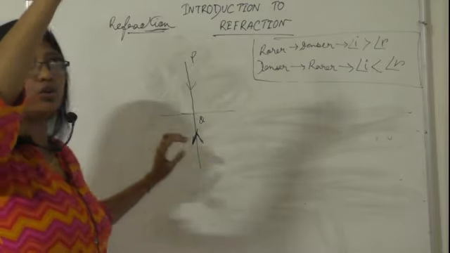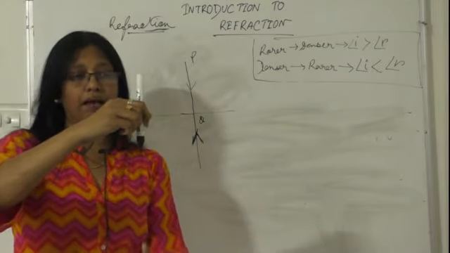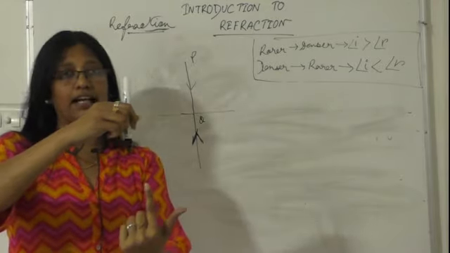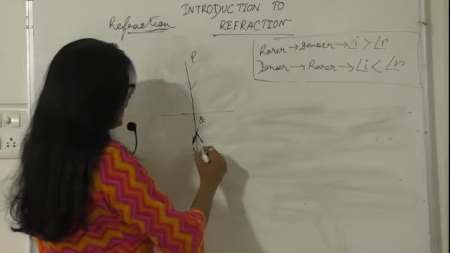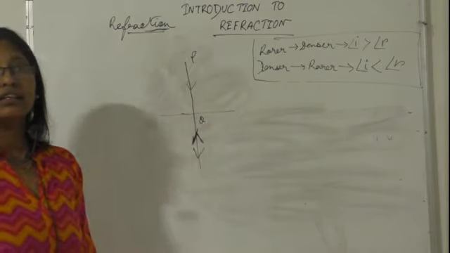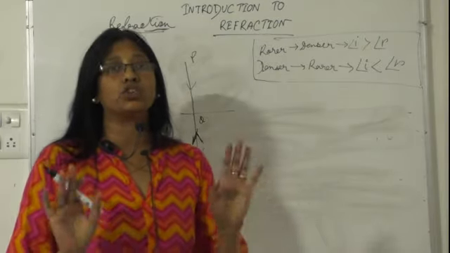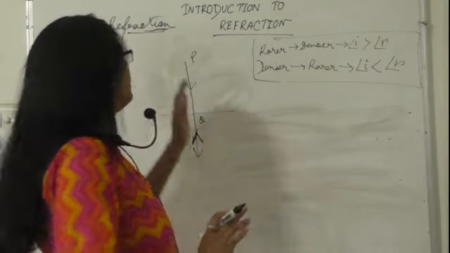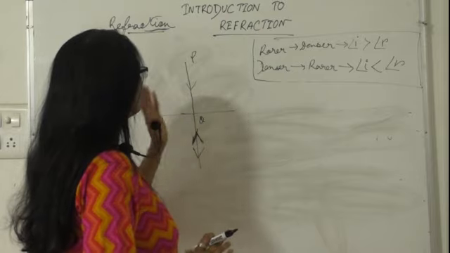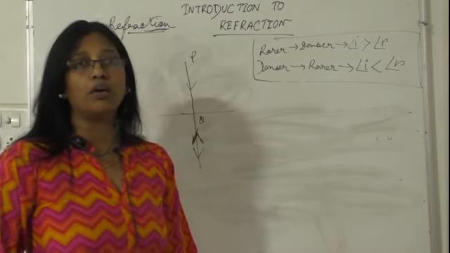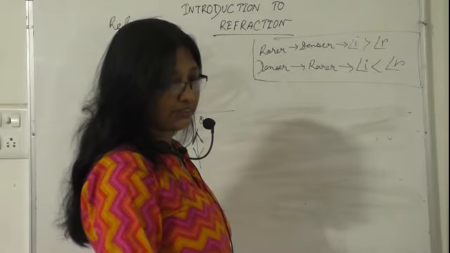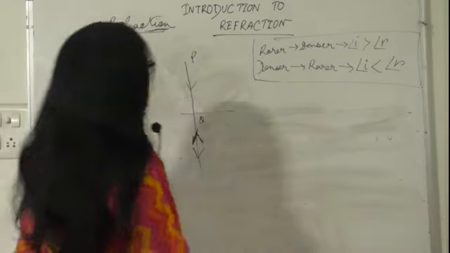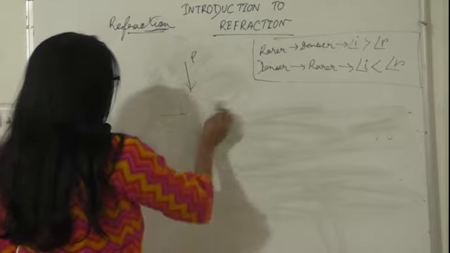It will go like this, and it will come back like this, or it will go through like this. Reflected ray is also like this. Refracted ray is also like this. There is no change of path if it is falling through the normal. It is the third case. First two cases we have discussed. Now this is the third case.